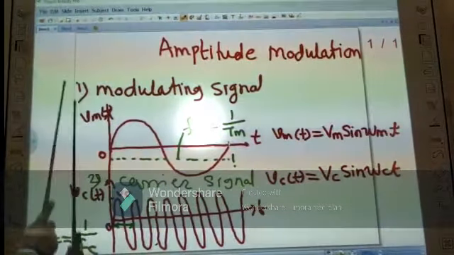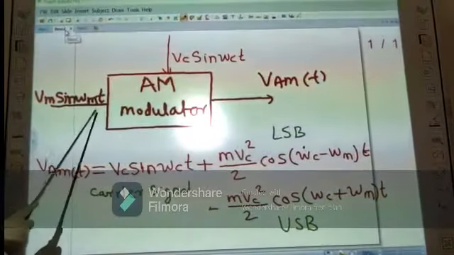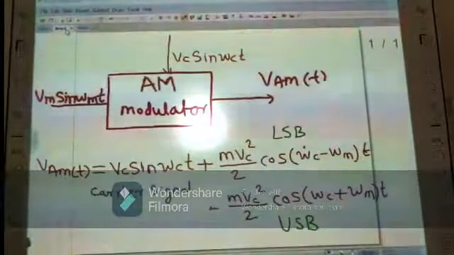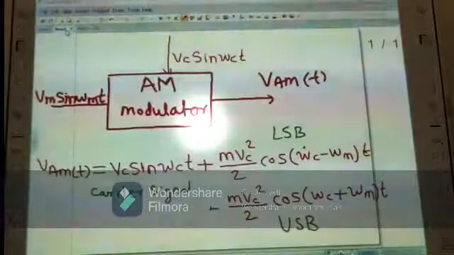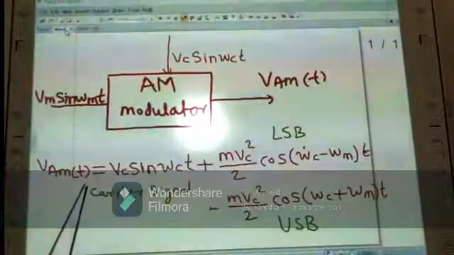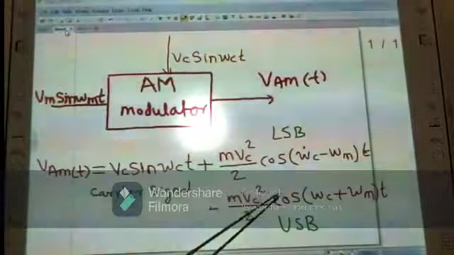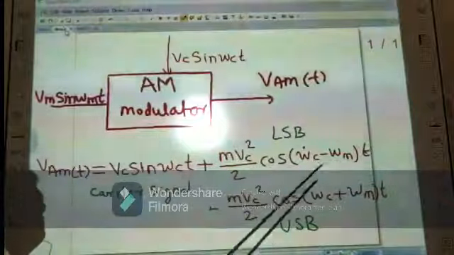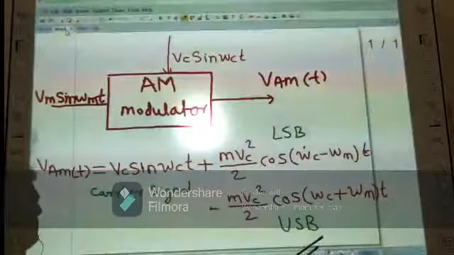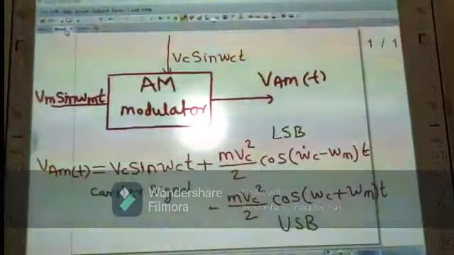These two signals are applied to the AM modulator. First one Vm sin omega m t and second Vc sin omega c t. Output of this AM modulator, that is the amplitude modulator, is V AM(t). So this V AM(t) is Vc sin omega c t plus m Vc by 2 cos (omega c minus omega m)t minus m Vc by 2 cos (omega c plus omega m)t. So this is the mathematical representation of the amplitude modulated signal.